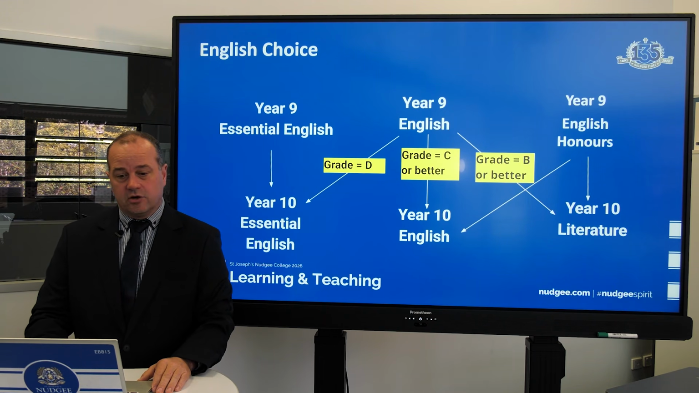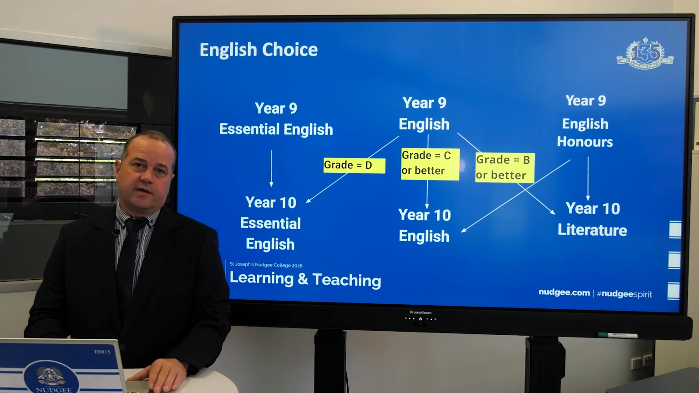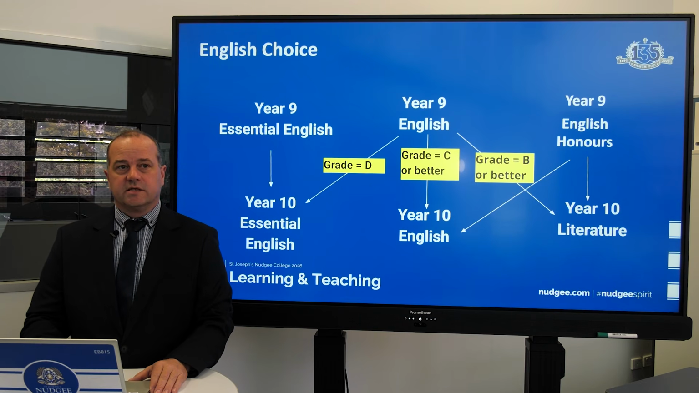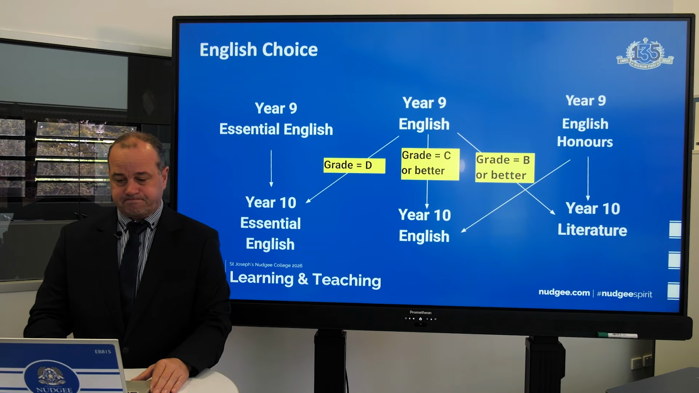If your son is in Year 9 General English and he is achieving a C or better, I would really be considering whether to do General English or potentially Literature. There are some slight differences in the types of study that's involved in both General English and Literature, so I'd really encourage him to talk to his English teacher about what they believe would be best. If your son is in Year 9 English Honours, I recommend choosing Literature as his choice for English in grade 10.